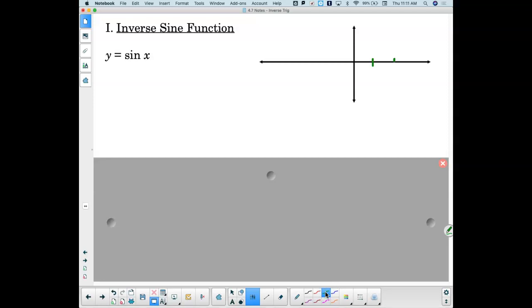So, pi over 2, pi, 3 pi over 2, 2 pi, negative pi over 2, negative pi. Right? Sine, regular old sine. What is the domain of regular old sine? All real. What is the range of regular old sine? Negative 1 to 1. That means we have a maximum, a high value of positive 1, and a low value of negative 1.